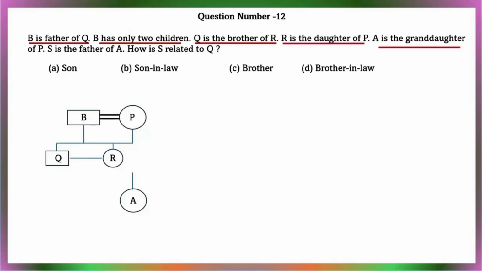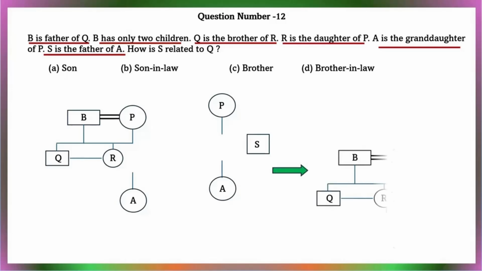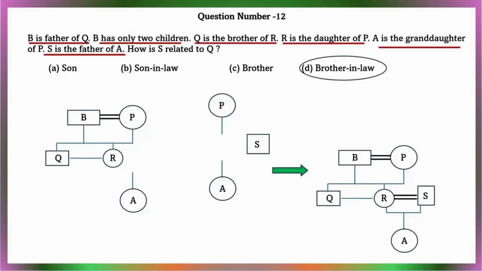Let us denote it separately because we do not know whether A is R's daughter or Q's daughter. S is the father of A. Therefore, we can say the mother is R. So we can say R and S are couples. We can combine and redraw the diagram. Now, how is S related to Q? S is the brother-in-law of Q. Since R is Q's sister and S is R's husband, the answer is that S is the brother-in-law of Q.